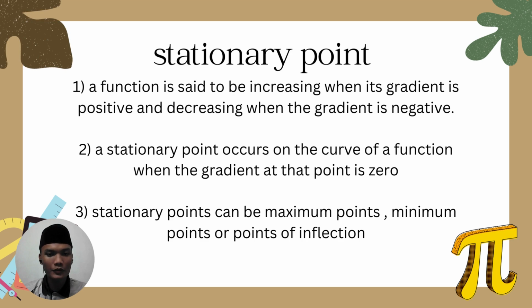In this page, I want to explain about stationary point. A function is said to be increasing when its gradient is positive and decreasing when the gradient is negative. Second, a stationary point occurs on the curve of a function when the gradient at that point is 0. Lastly, a stationary point can be a maximum point, minimum point, or point of inflection.